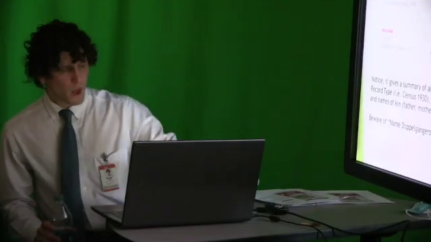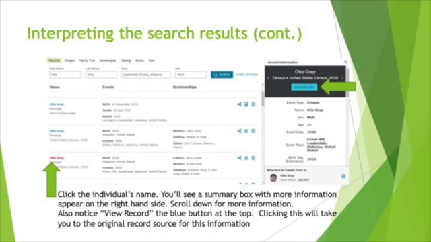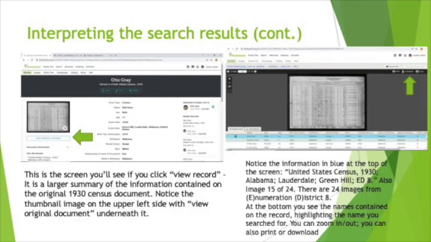Now, I'm going to click on his name, and that's going to bring up this side window, which is basically just a summary box of everything that it's already told you. His age, the event date, where it's located, and if you scroll down, it's going to have all the individuals listed on the record. Now, for our purposes, we're going to actually go ahead and click View Record, and that's going to take you to this screen on the left.